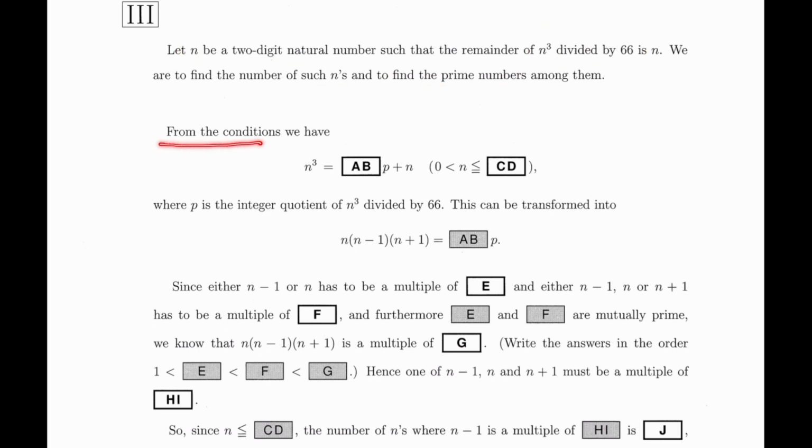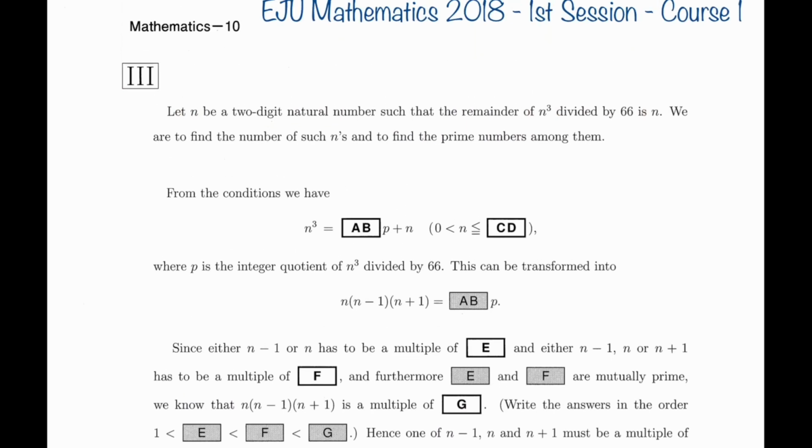From the condition, we have blah blah blah. Condition here means the condition that this question already introduced to us, which is from the first sentence here. When n cubed is divided by 66, the remainder is equal to n.